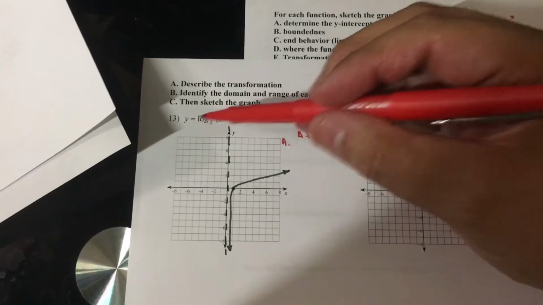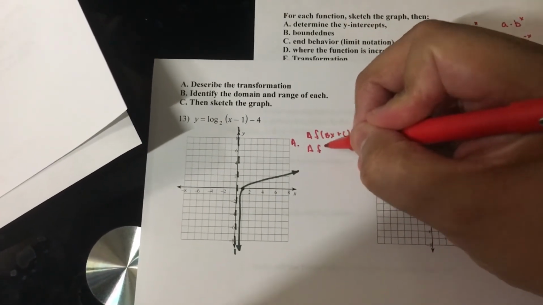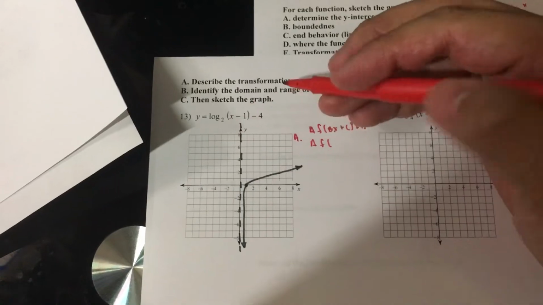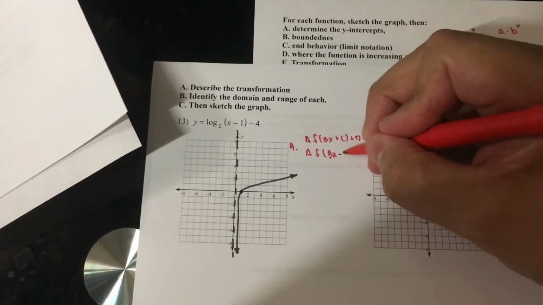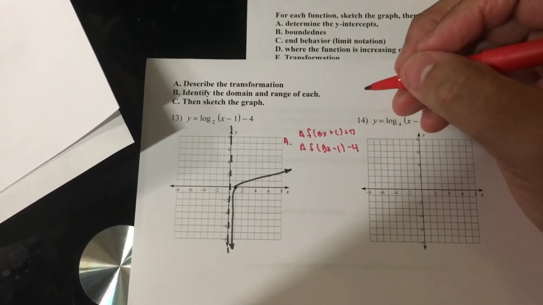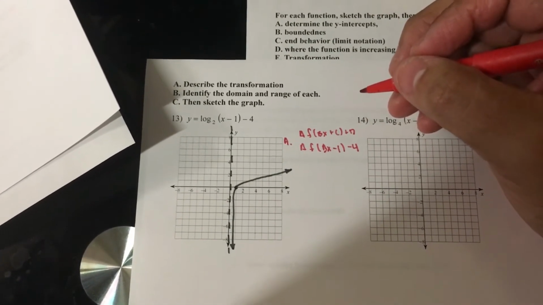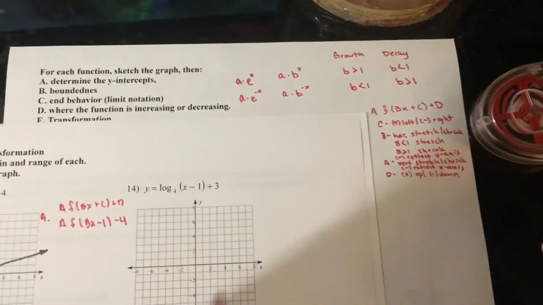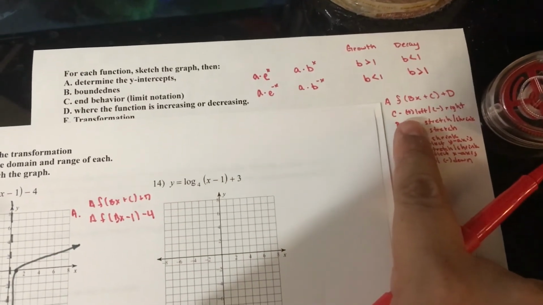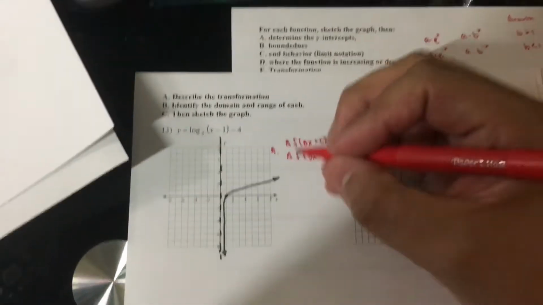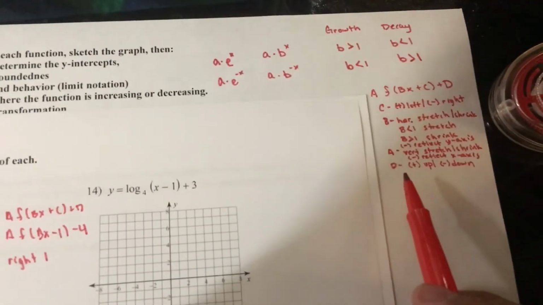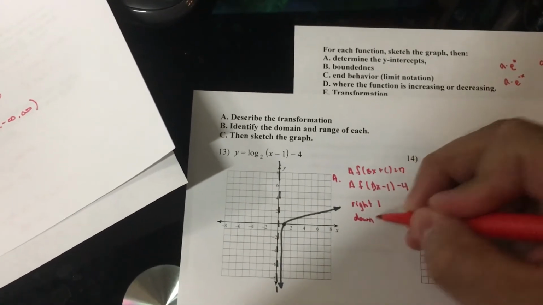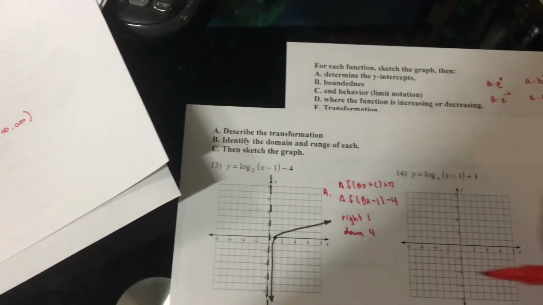So here I can see I have no a value. There's nothing in the front of the log. Here there's nothing in front of the x, so the b value is also not there. I have a c value of minus 1 and a d value of minus 4. If I'm looking at this, guys, a c value right here means I move, since it's negative, to the right by 1 unit, and a d value right here means I move down by 4 in this case. So this is my transformation right there.